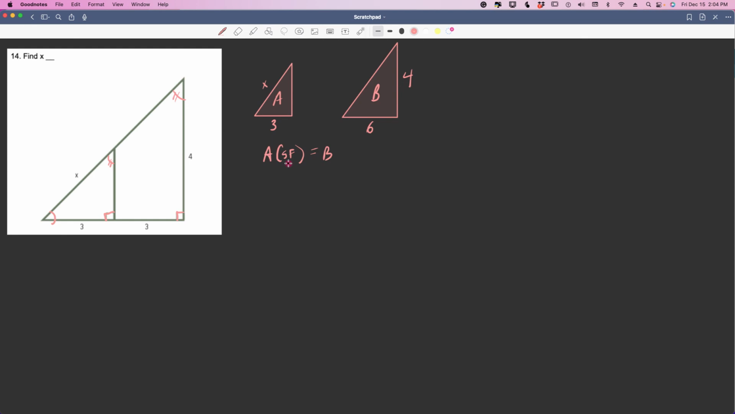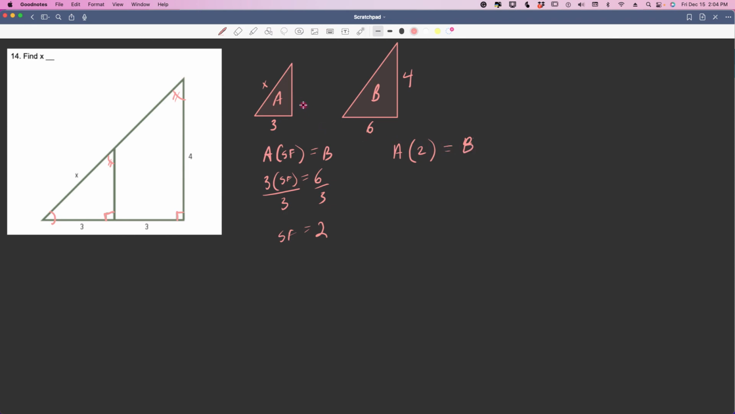So scale factor works. If I drop in the numbers for A and B, on A, the base is 3 times some scale factor is equal to the base of B, which is 6. So 3 times some scale factor, if I divide both sides by 3, my scale factor is going to equal 2. So now I can apply this to this side right here, right? I know that A times the scale factor of 2 is equal to B. That's going to be my formula.